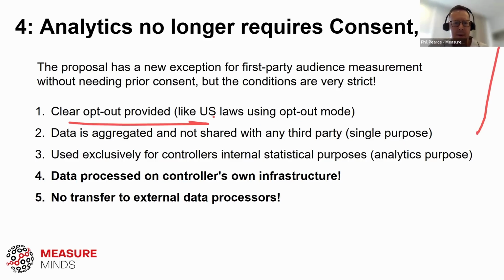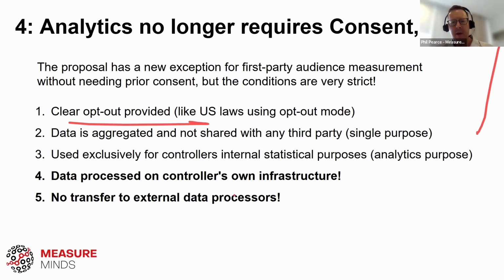Similar to US laws, which are opt-out mode. Data is aggregated, so GA4 generally is aggregated. Maybe the Explorer reports might need to be somehow hidden, but it's also used for a single purpose. So we normally recommend setting up GA4 in analytics-only mode, and then using the Google Ads remarketing pixels for both remarketing and conversions. So try and limit the scope of analytics to single-purpose mode, not analytics plus remarketing. And then used only for internal statistics or basic analytics purposes only, so not used for potentially functional or obviously remarketing. Now the two extra ones down here are a bit more of a problem.